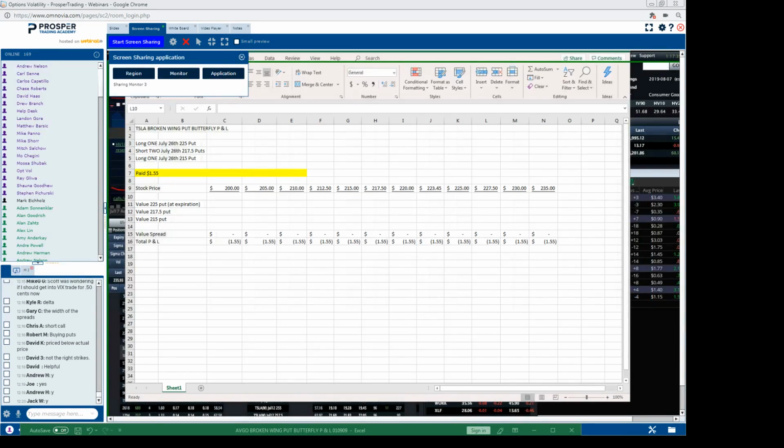Okay, so now let's fill in the prices. At 200, value of this long put is going to be 25. And remember, these prices we're filling in here, guys, like it says here, are at expiration. Not before expiration, but at expiration. Okay? So if you have any question while I'm filling these in, okay, just ask. And I'll stop when we get to a very critical point here.